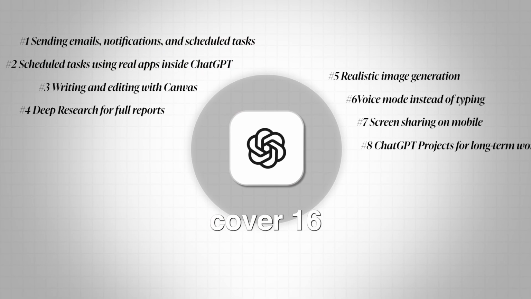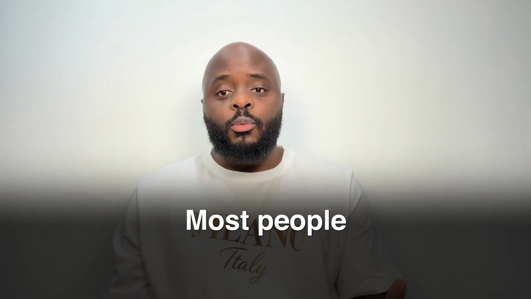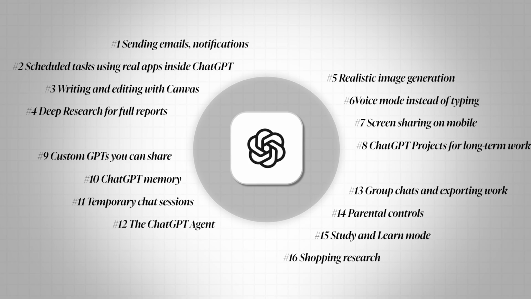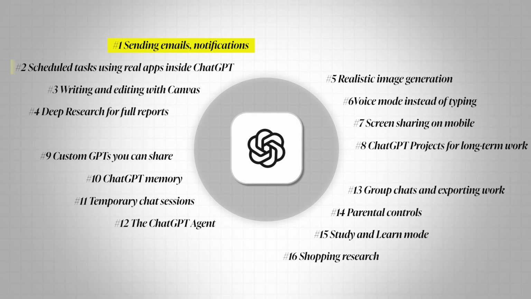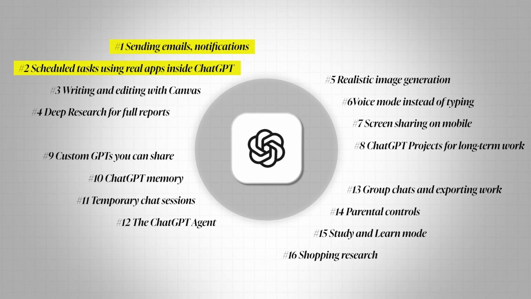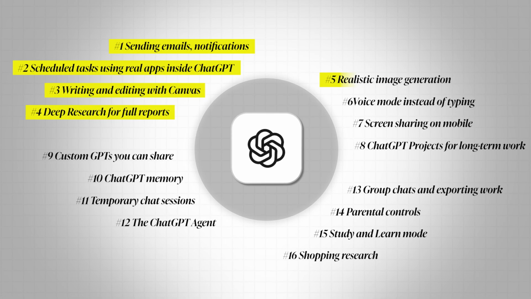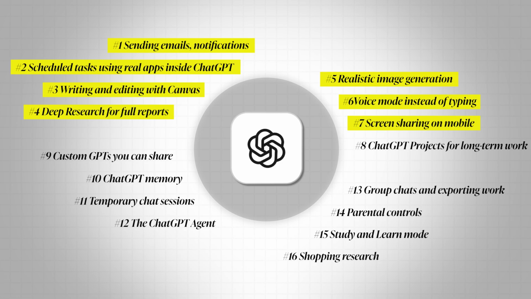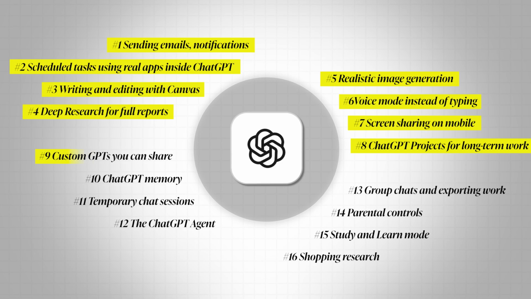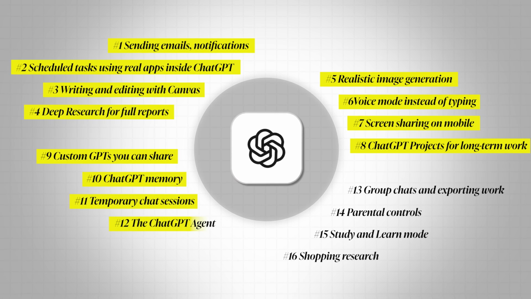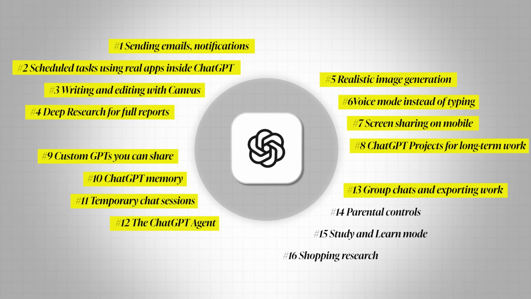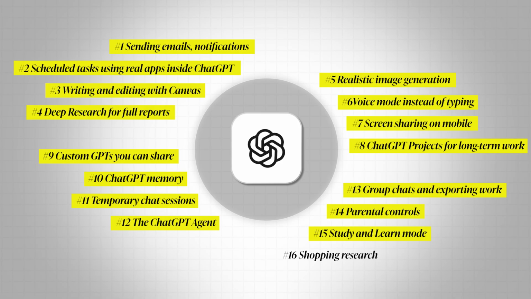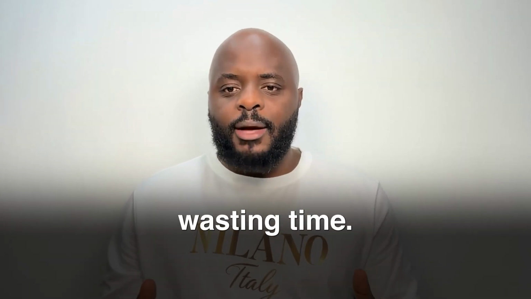So, we will cover 16 powerful ChatGPT features most people ignore and don't even use at all. It will cover sending emails, notifications, and scheduled tasks, using real apps inside ChatGPT, writing and editing with Canvas, deep research for full reports, realistic image generation, voice mode instead of typing, screen sharing on mobile, ChatGPT projects for long-term work, custom GPTs you can share, ChatGPT memory, temporary chat sessions, the ChatGPT Agent, group chats and exporting work, parental controls, study and learn mode, and shopping research. Without wasting time, let us dive in.